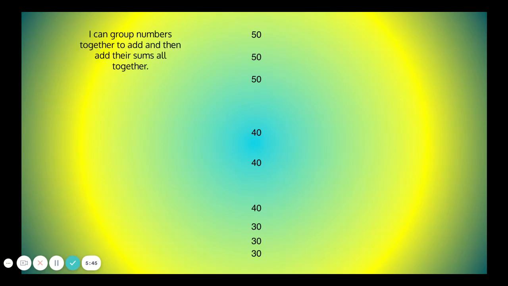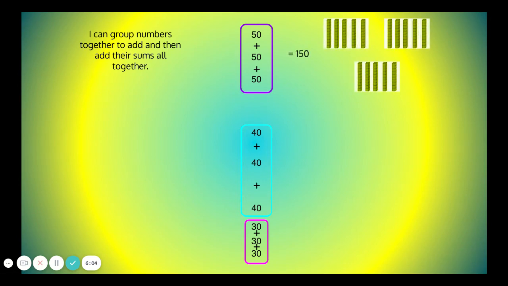I can group the numbers together and then add their sums together. And what I mean is grouping the numbers that are the same. So for instance, I can group the 50s together, and then I can group the 40s together, and then I can group the 30s together. And I know that 50 plus 50 plus 50 is 150.